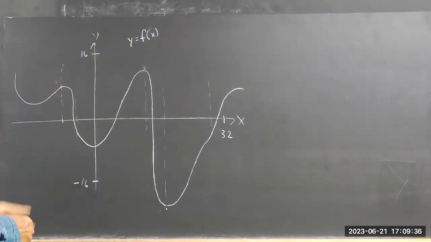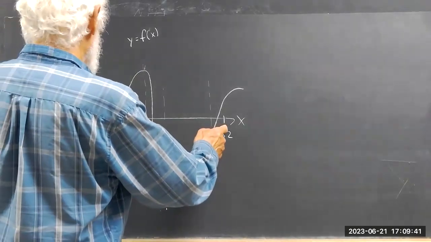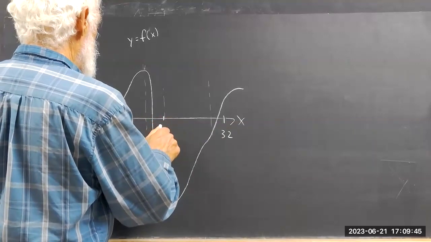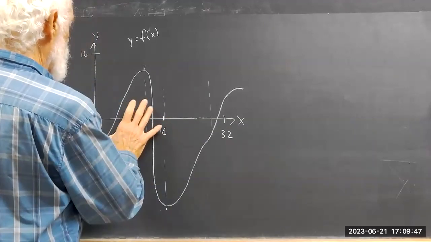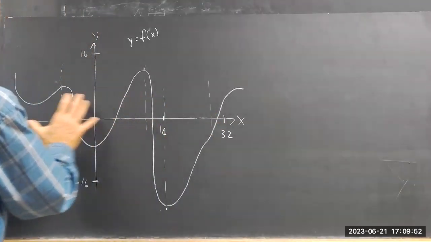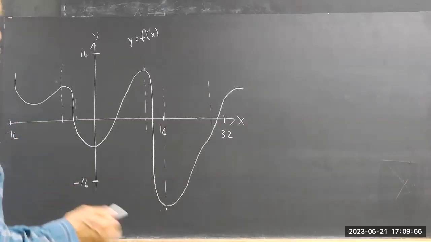Okay, so 16's here, -16 should be about here. Now 32's here. I'm going to go halfway from 0 to 32. That's going to be about here. It's a little off, but okay. So if that's 16, this should be -16.